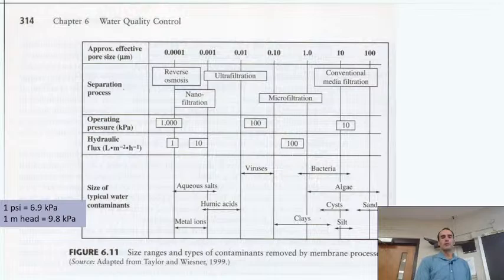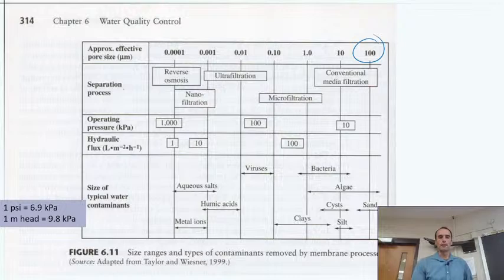We could start off at the top here, where we can see the approximate size of the particle or pore size of our membrane. Up here at 100 micrometers, that's the size of our granular filtration media, right? So those are pretty large. And what's visible to human eyes, we can definitely see individual sand grains.